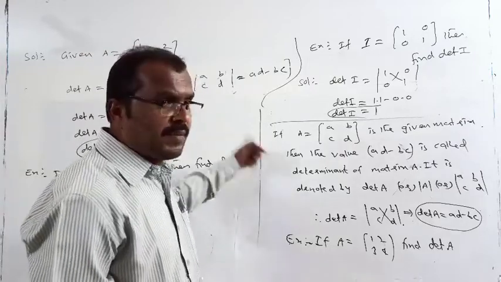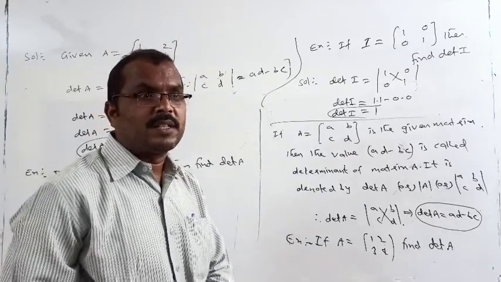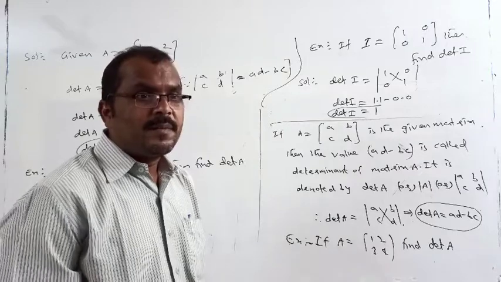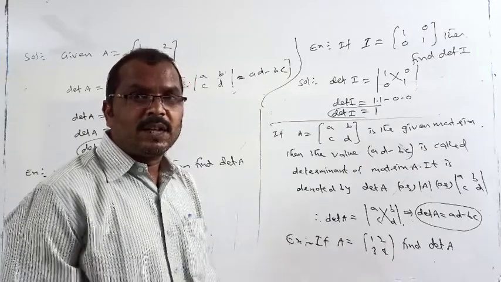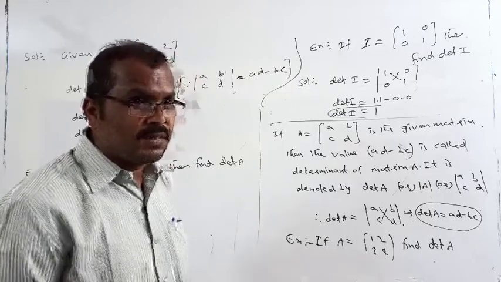First write the definition, then 3 examples. After that make a note. The determinant of the identity matrix I is always 1. So it is applicable for any order. Any order in the sense, use square matrices only.